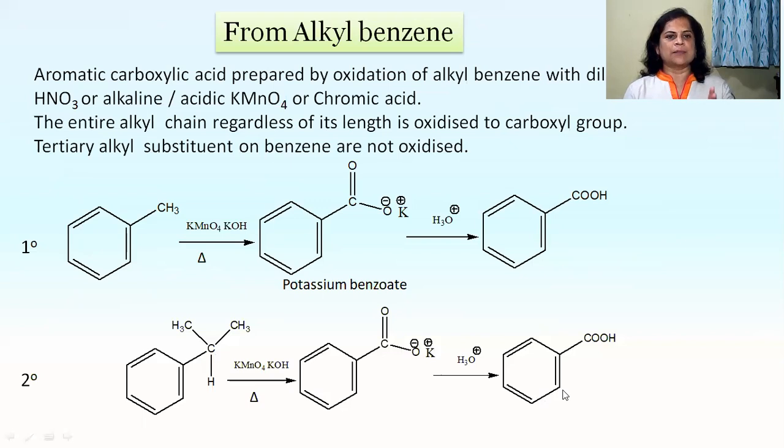See, whether you take a primary alkyl substituent or secondary alkyl substituent, the reaction does not depend upon the side chain which is present on that phenyl ring. Whatever number of carbon atoms are present on the phenyl ring, all these are substituted, and we get the structure benzoic acid. Tertiary alkyl substituents on benzene are not oxidized, and therefore they are not converted into the respective acids. So this reaction is shown only by primary alkyl substituents and secondary alkyl substituents on benzene. This is for the preparation of benzoic acid from alkyl benzene.